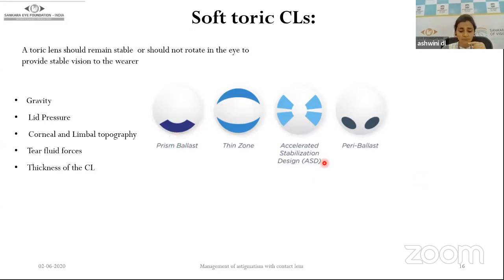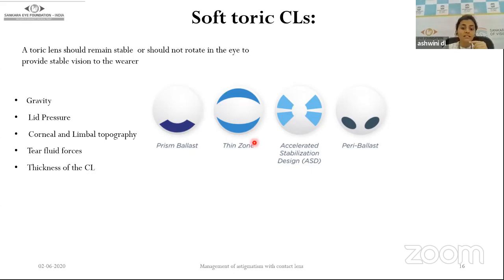There are various techniques available, like prism ballast, double slab (also called thin zone), and periballast, and the updated, new design, the accelerated stabilization design. In a prism ballast, the thickness of the contact lens is more. A prism of around 1 to 1.5 is induced inferiorly, at the 6 o'clock position, so that the lens will not rotate because the thickness is more here. The lens will be stable on the eye.